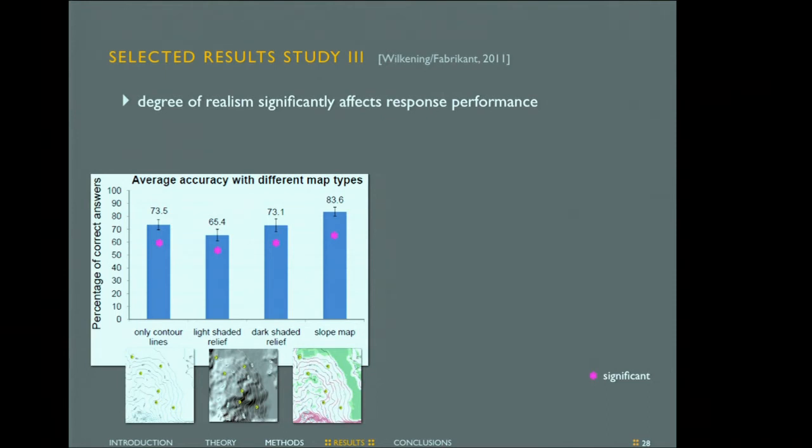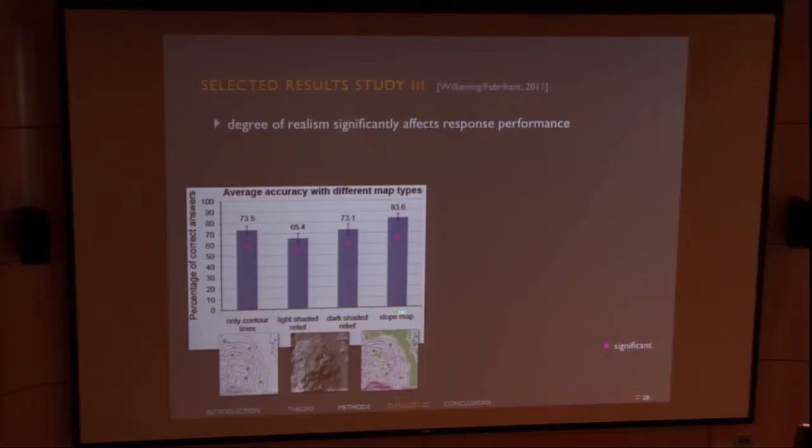We can test this, and we did this with actual users. We compared these maps with one another in terms of percentage of correct answers. We used signal detection theory as the mode of data collection, but that's on the side. Surprisingly, or non-surprisingly for cartographers, most answers were correct with the slope map. And what was surprising is that the shaded relief maps, which have more information than this map, actually performed worse.